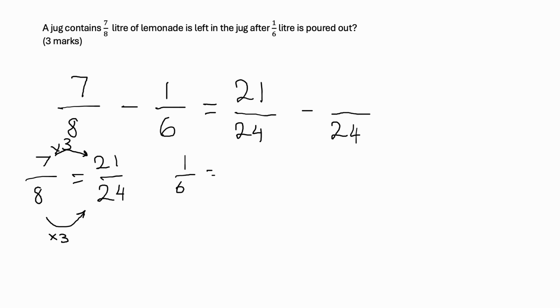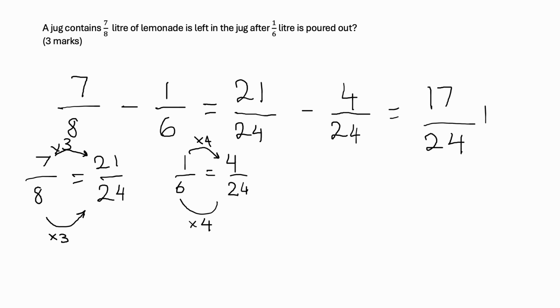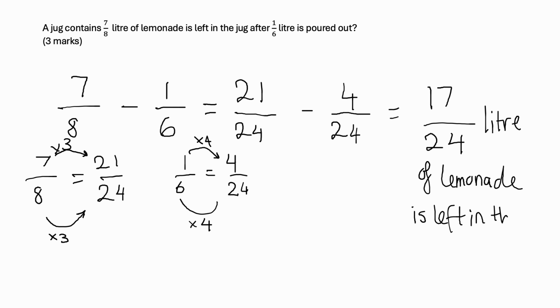To get from 6 to 24, we have to times by 4. Whatever we do to the bottom, we do to the top. So we have to times the top by 4 as well to get 4 over 24. Now that the denominators are the same, which is 24, all we need to do is to subtract the numerators. So we do 21 subtract 4, which is 17. So our answer is 17 over 24 litre of lemonade is left in the jug.